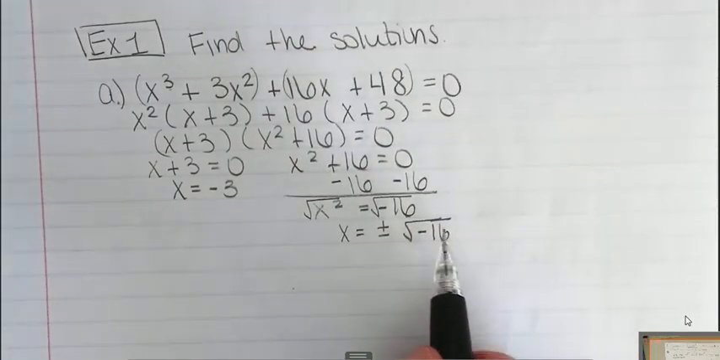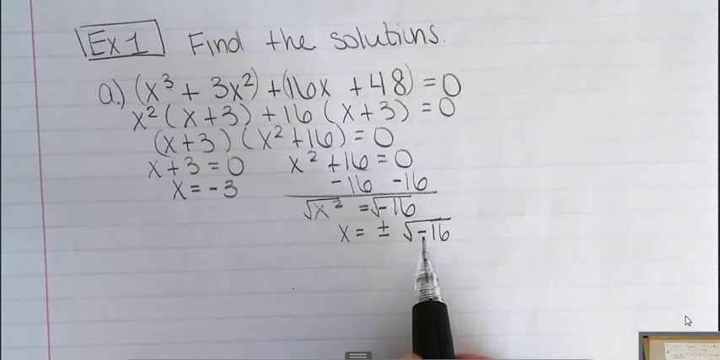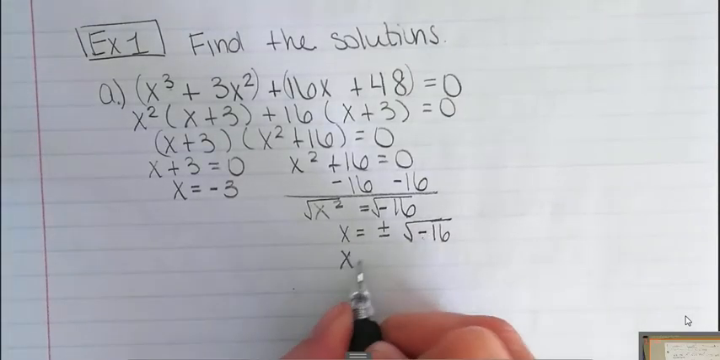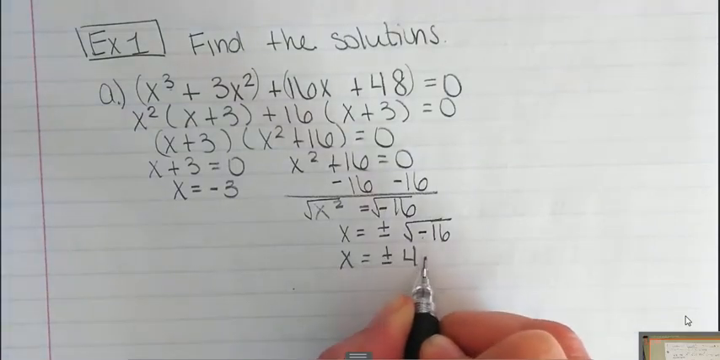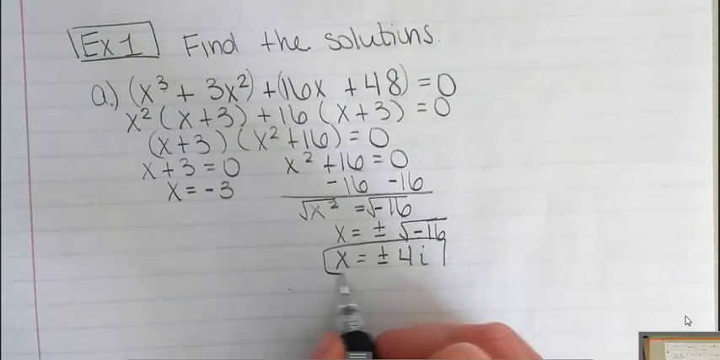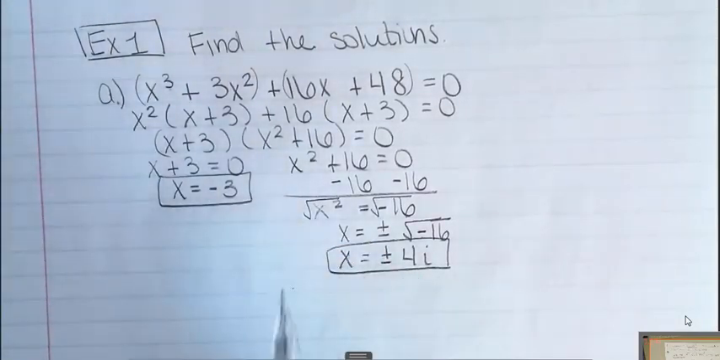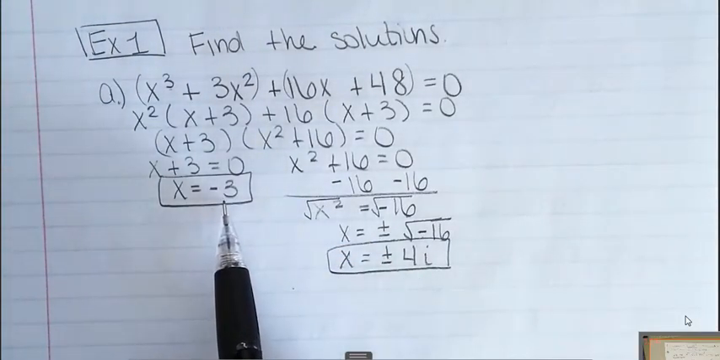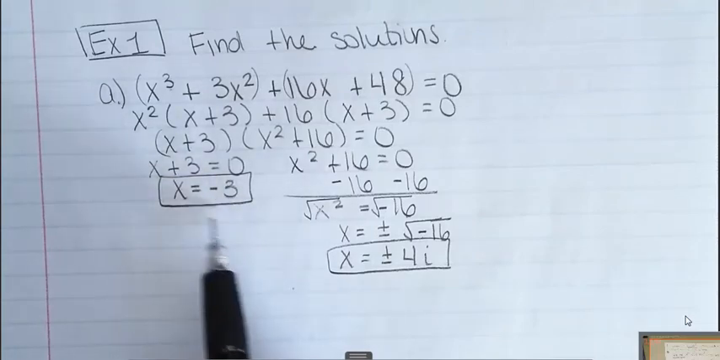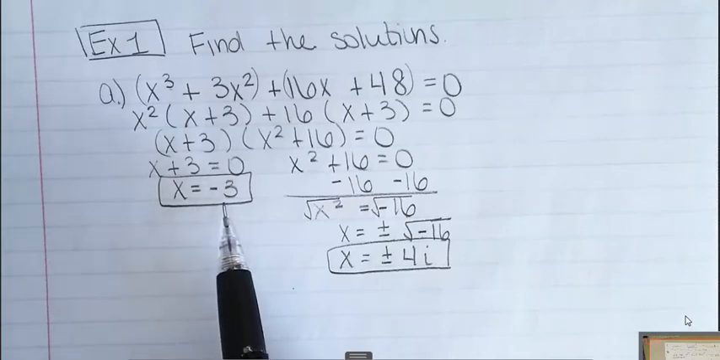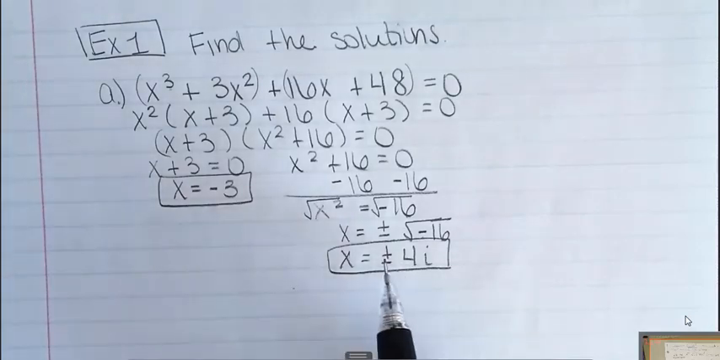All right, well, negative 16 has an i in it, right? So if I'm going to take the square root of that negative, I'm going to need an i. So this will be positive or negative 4i. So how many solutions do I really have here? Well, I have one real solution, which is negative 3. So when you graph this, you would actually see that the graph will cross the x-axis at x equals negative 3. But there will also be two imaginary solutions, positive and negative 4i. Those don't get graphed on the real coordinate plane, so we don't actually see these.